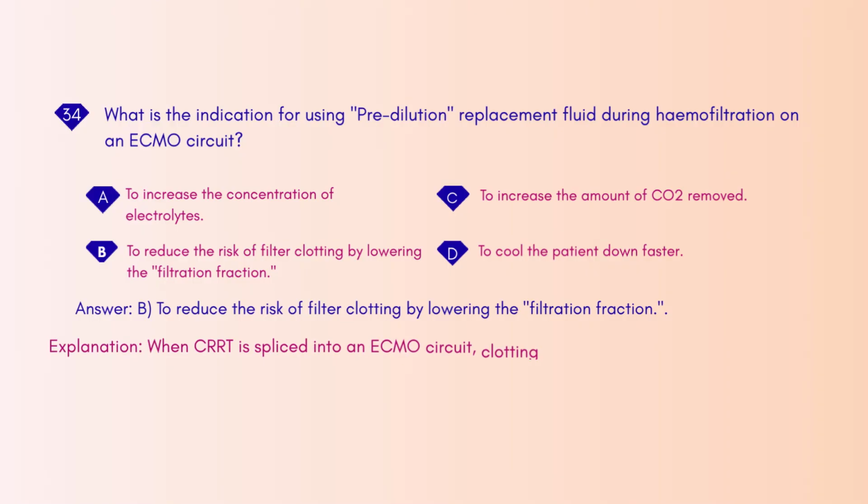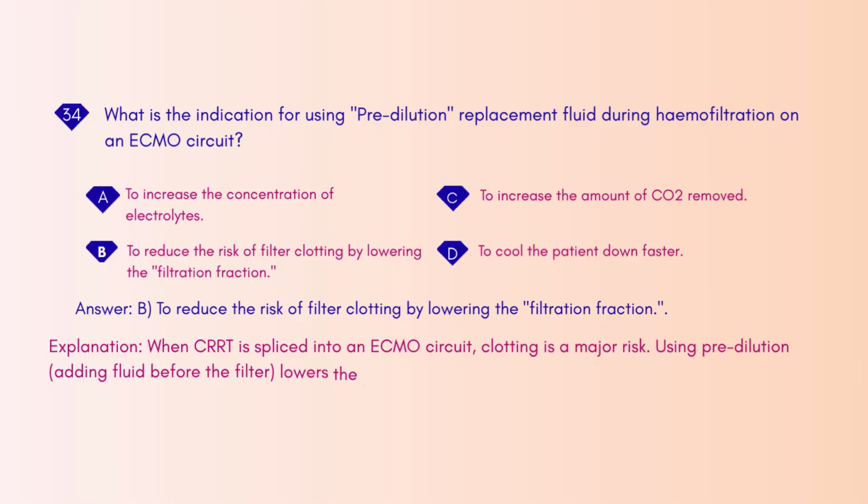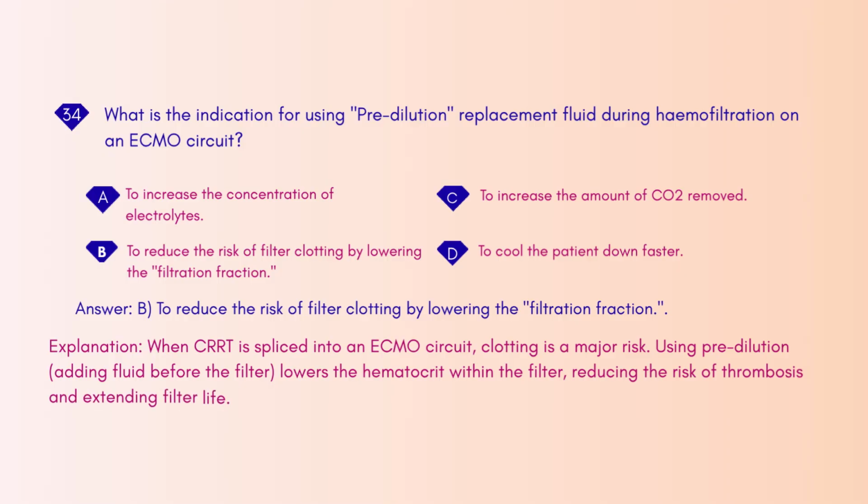Explanation: when CRRT is spliced into an ECMO circuit, clotting is a major risk. Using pre-dilution, adding fluid before the filter, lowers the hematocrit within the filter, reducing the risk of thrombosis and extending filter life.